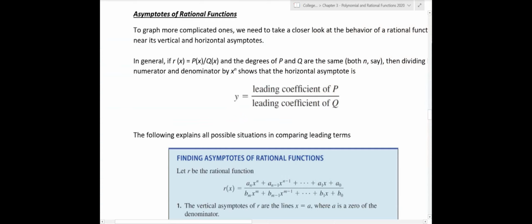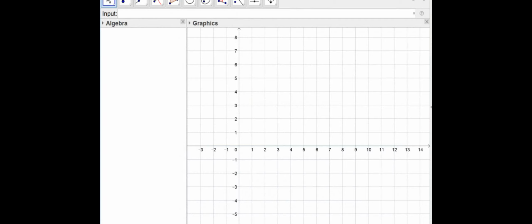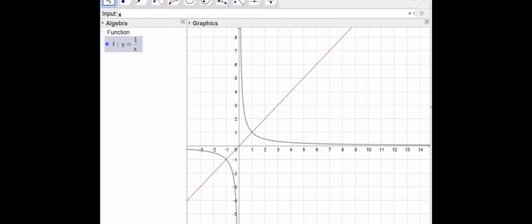Yesterday we were talking about asymptotes. We're talking about the idea that when we graph something like y equals 1 over x, there is an asymptote at x equals 0 because I'm not allowed to divide by 0, correct?